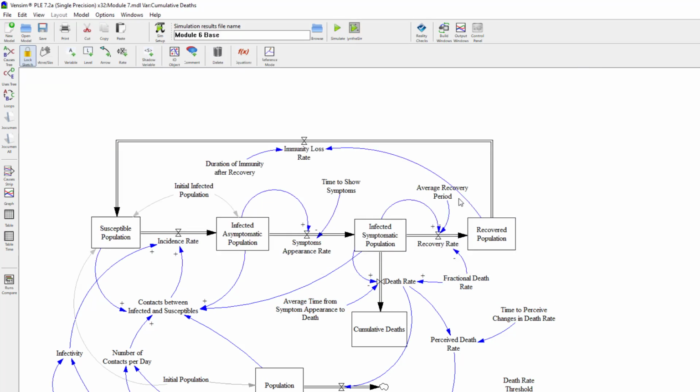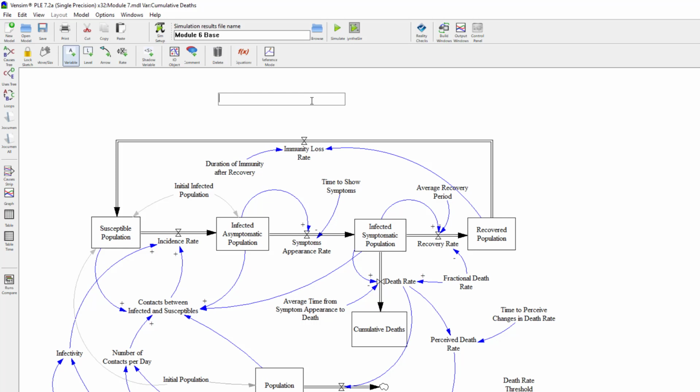So what we're going to do first is compare the hospital demand to hospital capacity. And that comparison will help the policymaker decide how much of the hospital capacity to allocate for the COVID-19 patients. In order to calculate that, the first step is to figure out how many of those infected symptomatic population will actually need a hospitalization. So we're going to create a variable called fraction of infected symptomatics needing hospitalization.